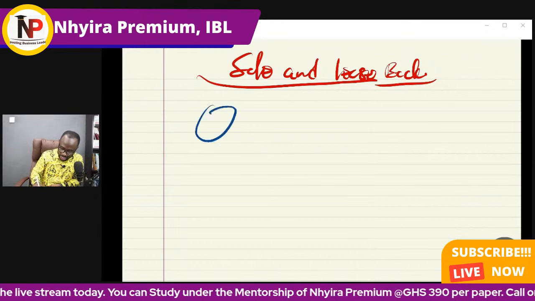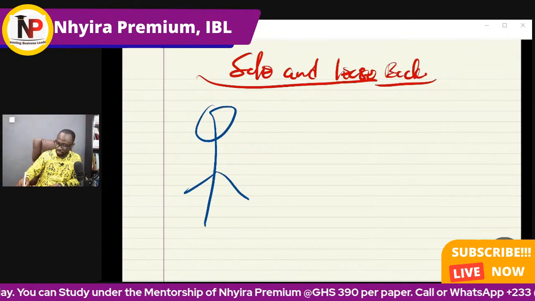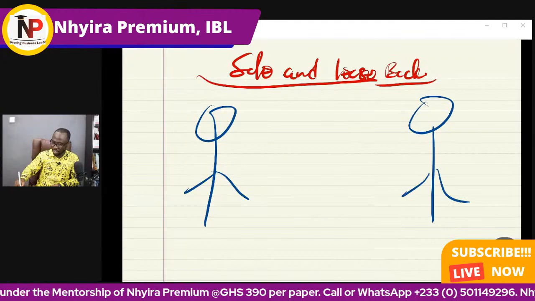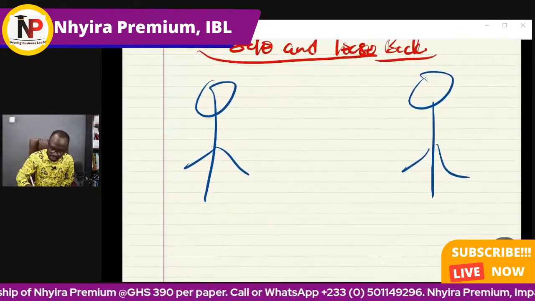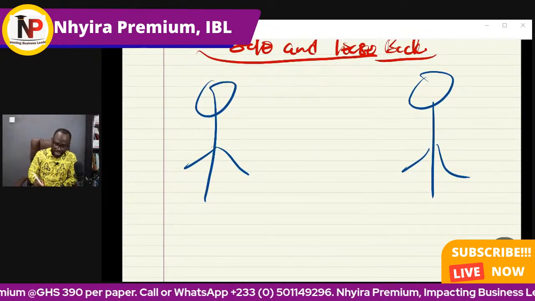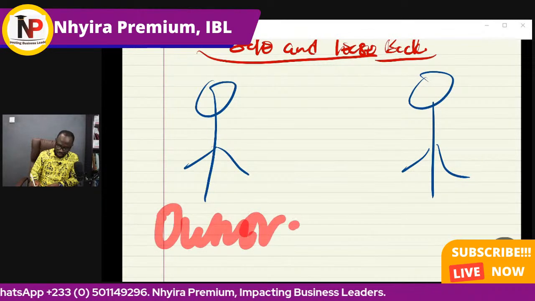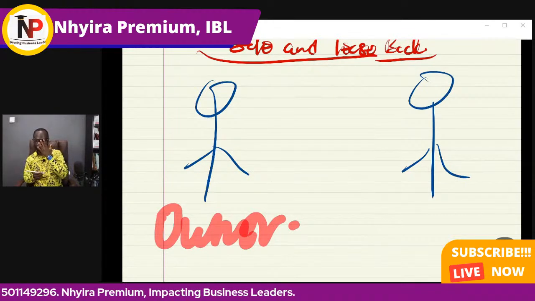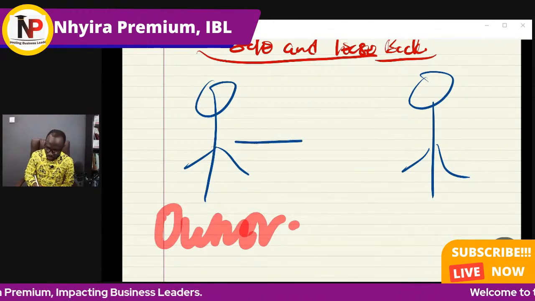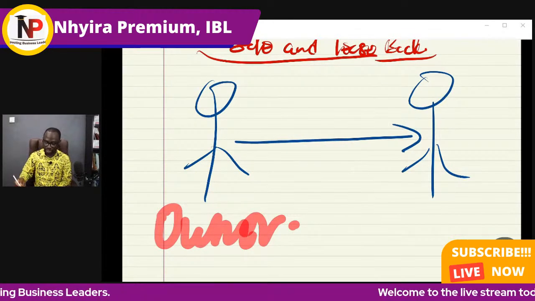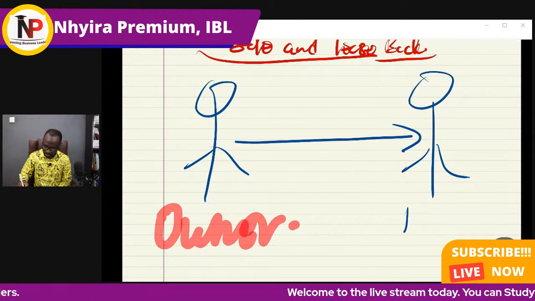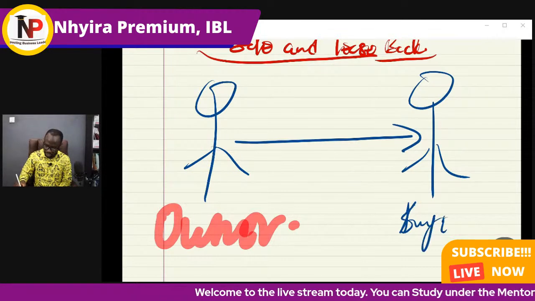So we can have our entity A here and an entity B here. We can say that entity A is the one who possesses the asset, who is the owner of the asset. They need money, so they will sell the asset to entity B. We'll call them buyers or finance providers.